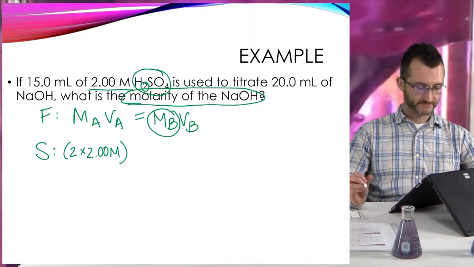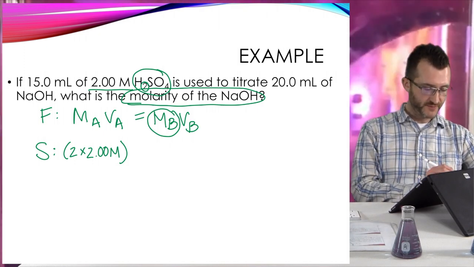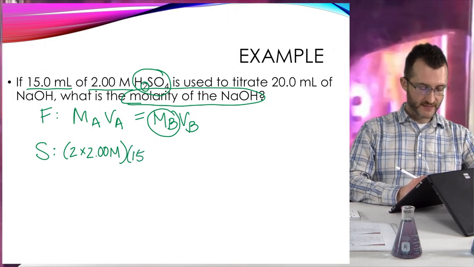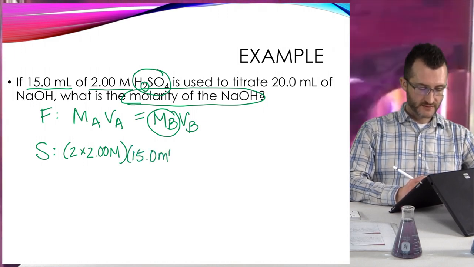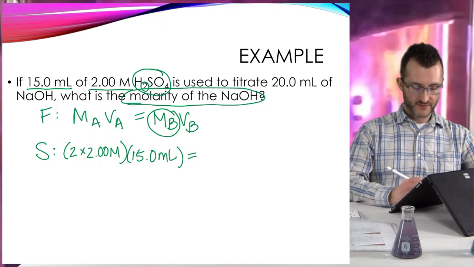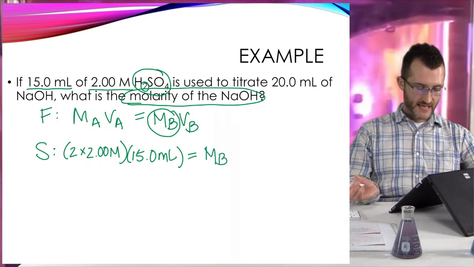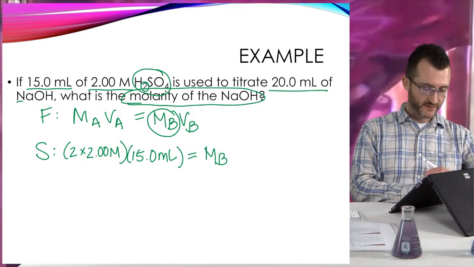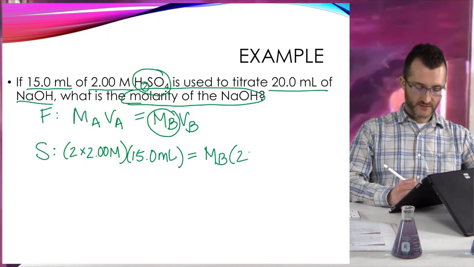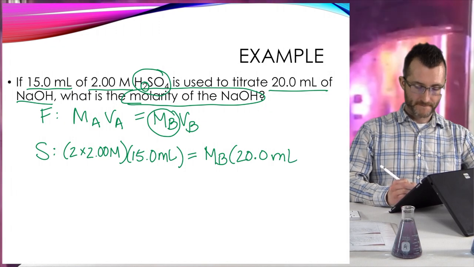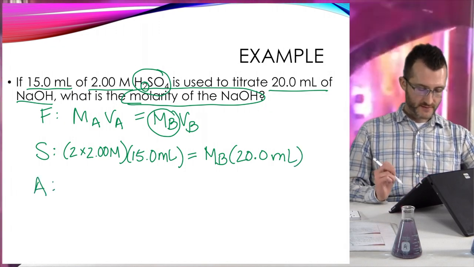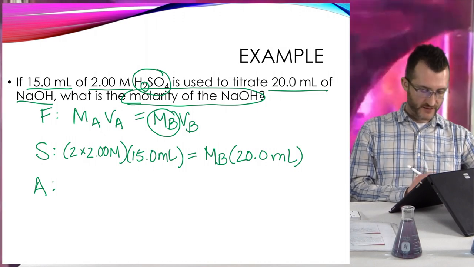All right, let's look up Va. Well, the 15.0 milliliters also goes with the H2SO4. I'm gonna put that in for Va. Mb is what I'm trying to find. And then the volume of the base, the 20 milliliters of NaOH, goes in for Vb. Okay, I think we're ready to get our answer in proper sig figs and unit. All right, so we're gonna multiply and divide. We're solving for Mb.